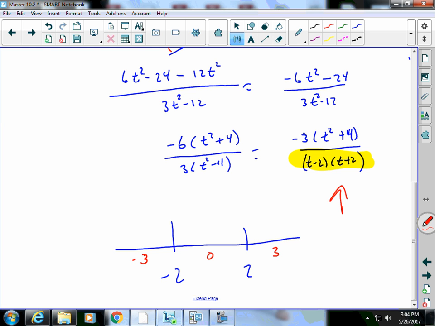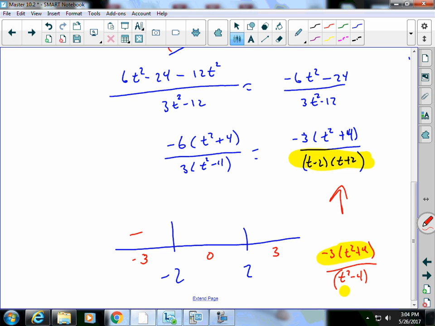And the bottom, looking at this, I have minus 3 times t squared plus 4. I'm going to just leave the denominator as t squared minus 4. The numerator will always be negative, no matter what t I put in, because t squared is positive, plus 4 is positive, multiplied by a negative 3, it's always negative. In the denominator, when I put in negative 3, it gets squared, it's 9. 9 minus 4 is positive 5. So the numerator is negative, the denominator is positive, so the result is negative.